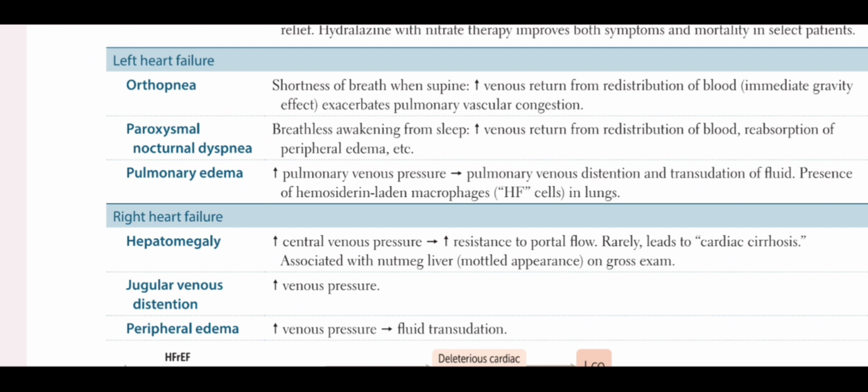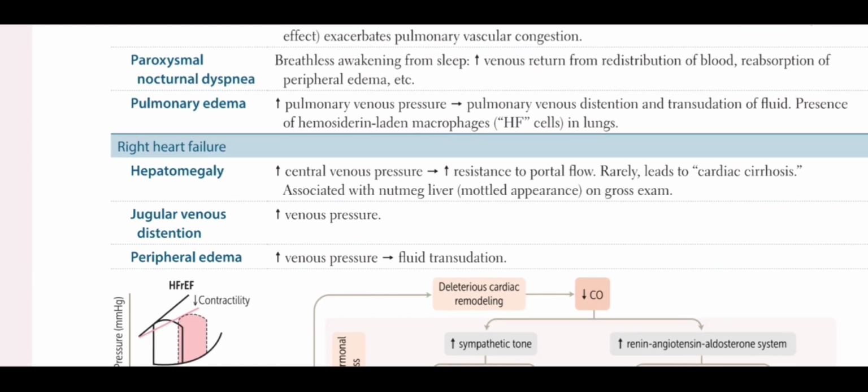Heart cannot pump blood into the body, there will be backflow of blood into the lungs, and this will result in the two classical symptoms that are orthopnea and paroxysmal nocturnal dyspnea. So the orthopnea is shortness of breath when lying supine. Then we have paroxysmal nocturnal dyspnea, that is breathlessness that causes the person to awaken from his sleep. That is pulmonary edema, that is due to increased pulmonary venous pressure that results in pulmonary venous distension and transudation of fluid. Presence of hemosiderin-laden macrophages or the heart failure cells in lungs indicates pulmonary edema.